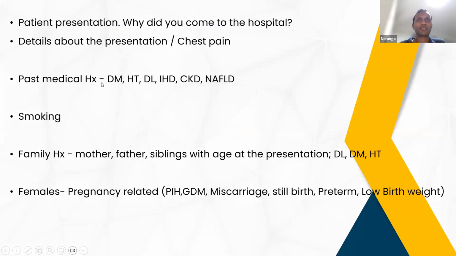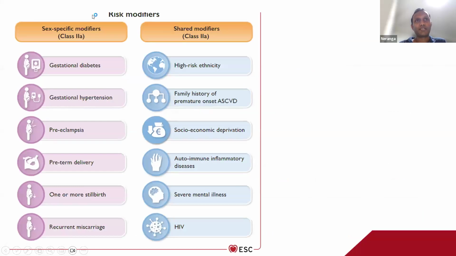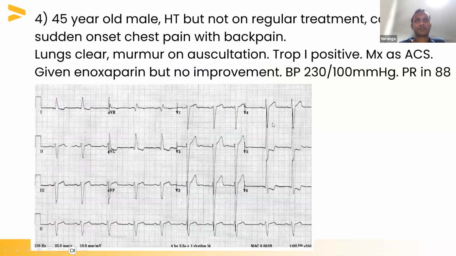So after taking the history, you have to ask whether these risk enhancing features are there. In females, you have to ask about GDM, PIH, and preeclampsia, etc., as I have discussed earlier. And other things like socio-economic deprivation, severe mental illness, depression, and HIV also increase the risk.